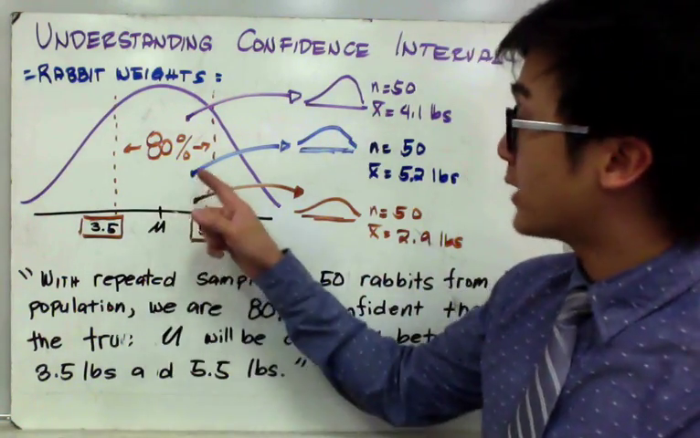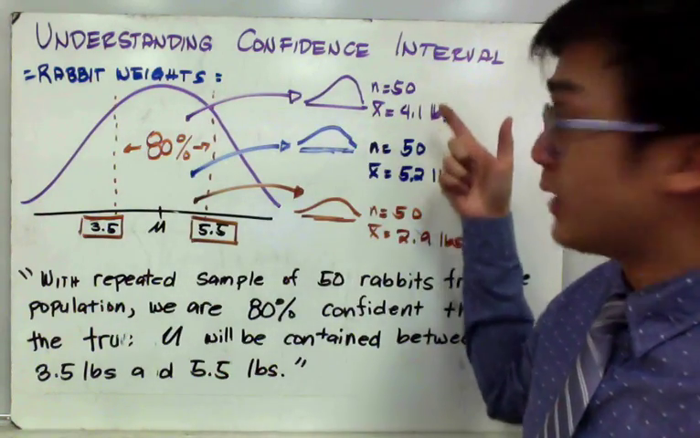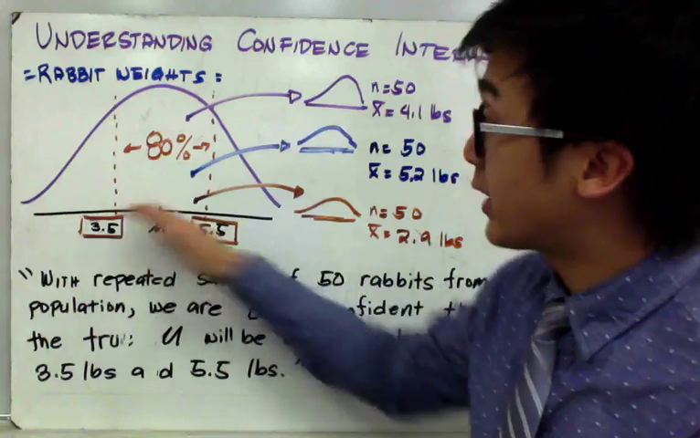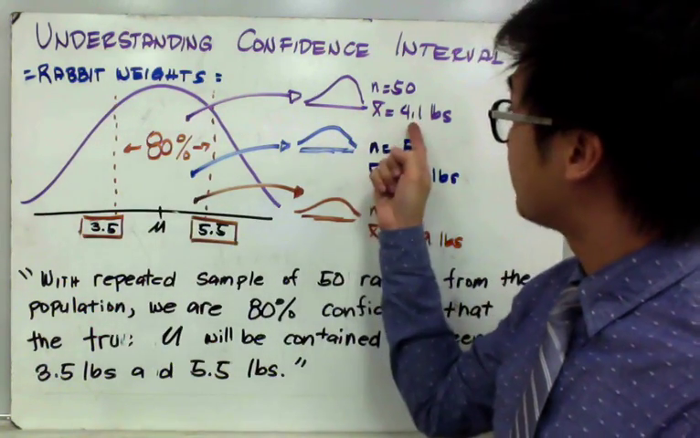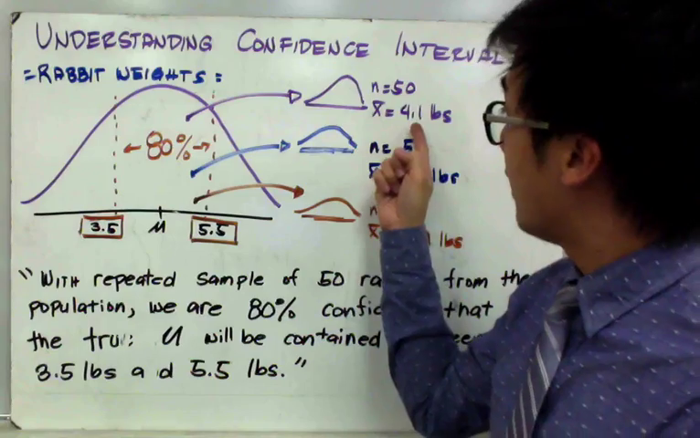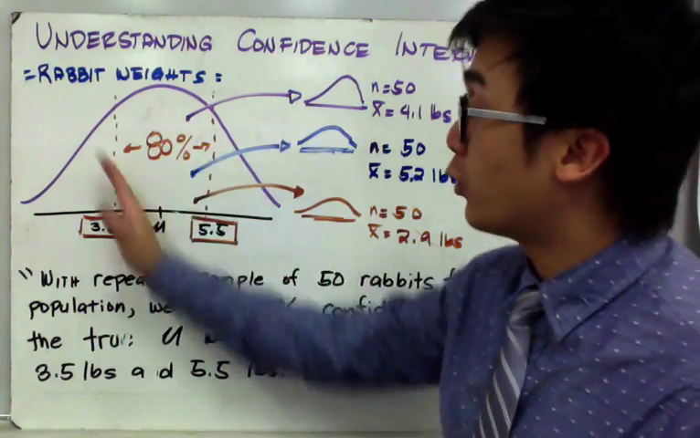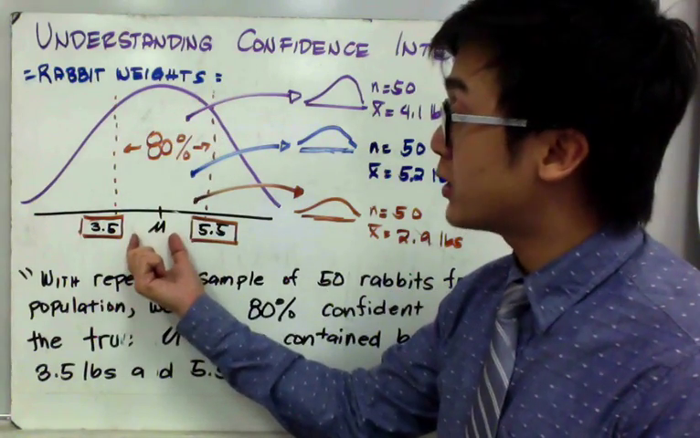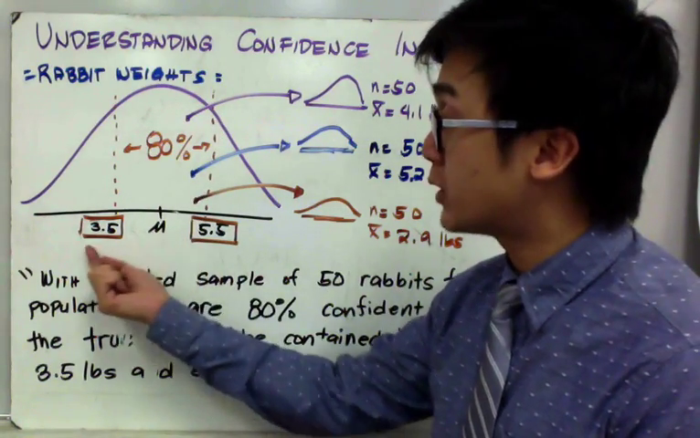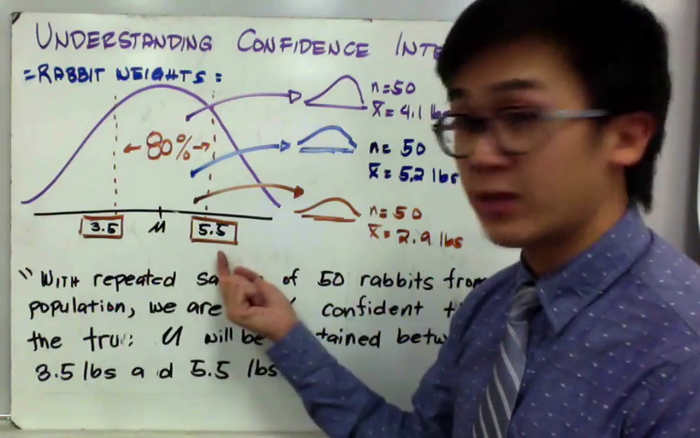So from the population, every time we take a sample of, let's say, 50 from this particular population, our estimated mean or our computed mean for this particular illustration will fall inside this particular interval, wherein the population mu is being captured by our range of values, which is 3.5 and 5.5.